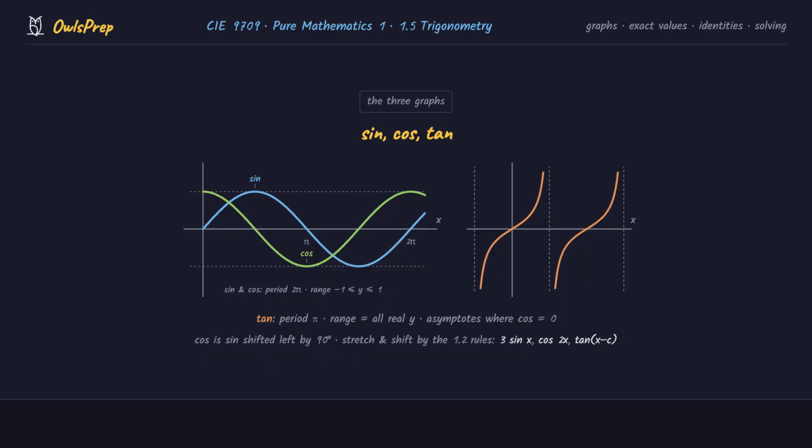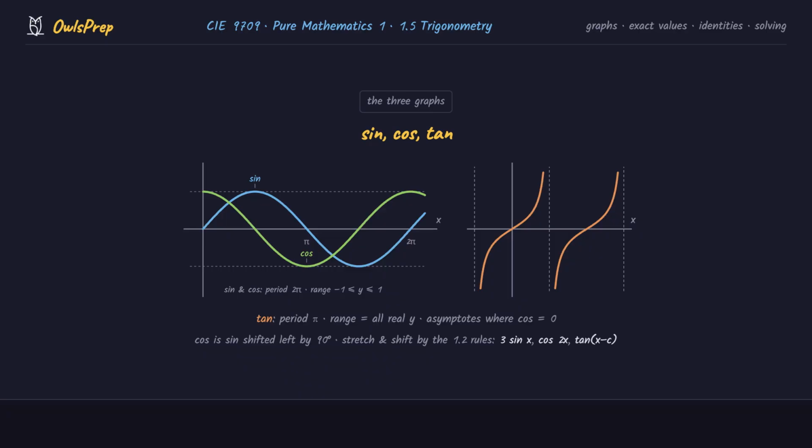Sine and cosine look almost the same. Both are waves rising and falling between -1 and 1, both with period 2 pi. That's 360 degrees. The only difference is a shift. Cosine is sine moved 90 degrees to the left. Tangent is completely different. Its period is pi, 180 degrees, and wherever cosine is 0, 90 degrees, 270, it shoots off to infinity, giving vertical asymptotes, so tangent's range is all real numbers, unlike sine and cosine, which stay between -1 and 1.